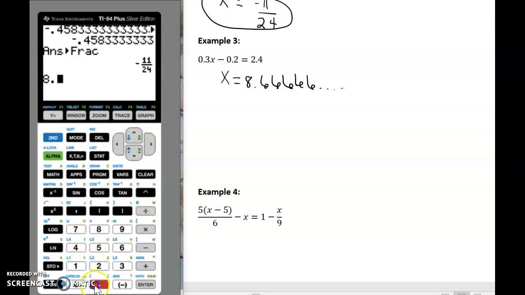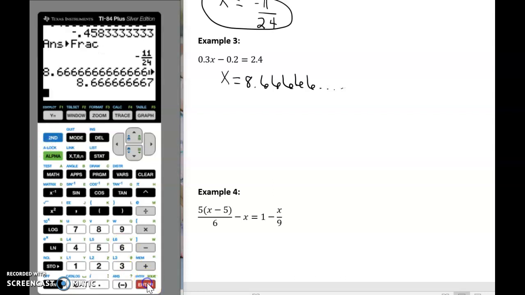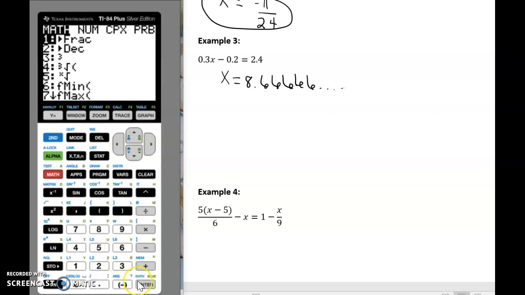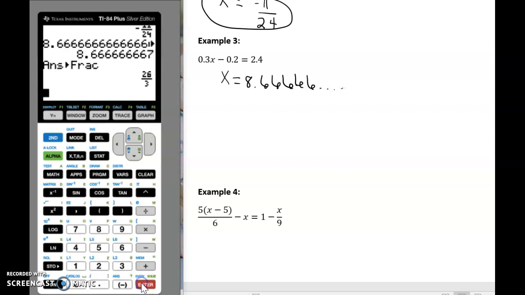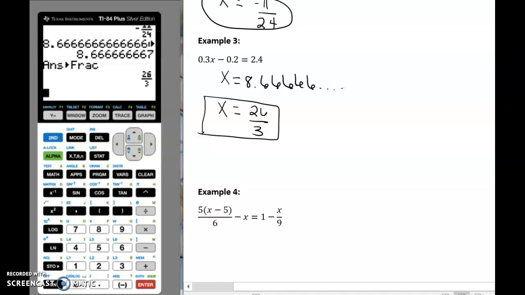Once again, my math lab is going to probably want that in fraction form. So we go to 8.66. If you only type in that many sixes, it may not work. You want to type in enough to where it actually converts it. Press enter. Then go to math. The first option converts to a fraction. And then press enter again. And you end up with x equals 26 over 3. Okay.